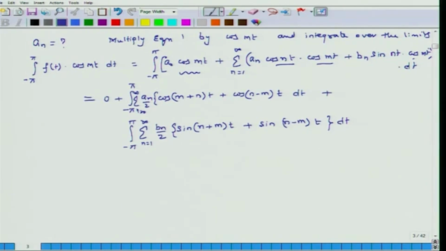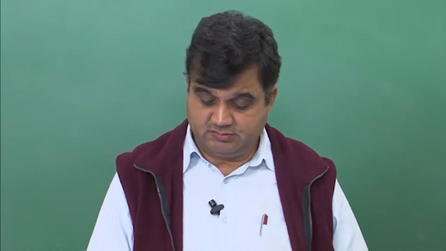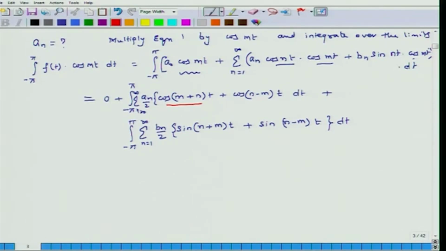Okay. Now, if I integrate this term cosine of (m plus n)t, I will get sine, and in the denominator I will get m plus n. And sine when t is equal to pi, and m and n are integers, this will be 0, and also when t is equal to minus pi. So this value will be 0. Okay. We will not talk about this right now.